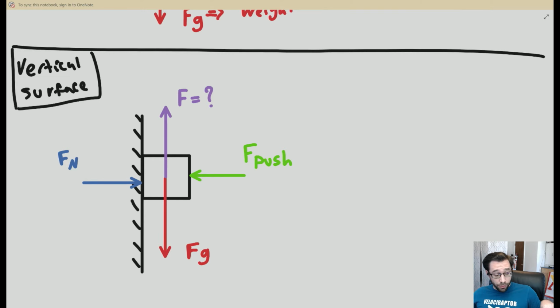So gravity is the red one. Gravity is pulling it down. So gravity is always pulling, it's never pushing.